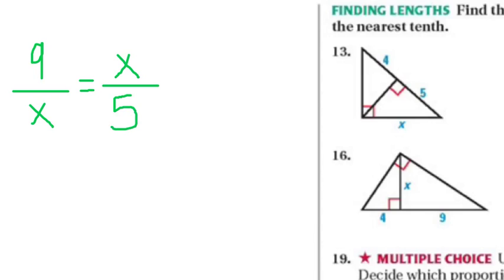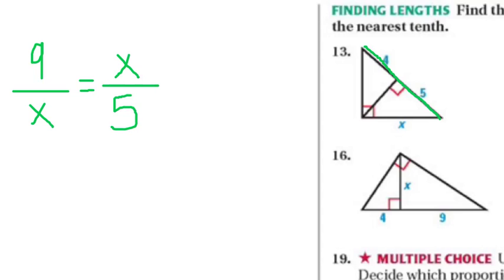You might be wondering where I got the 9 from. The 9 is the hypotenuse of the larger right triangle. And so what we're doing is just comparing the hypotenuse of the larger right triangle to the hypotenuse of the smaller right triangle, x, and saying that that's proportional to the leg of the larger right triangle, x, and the leg of the smaller right triangle, 5.